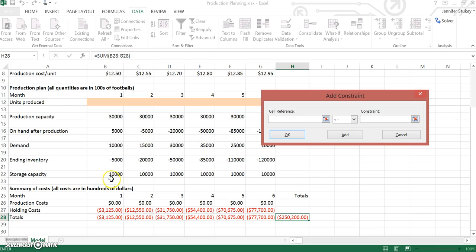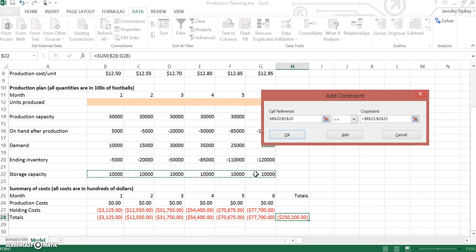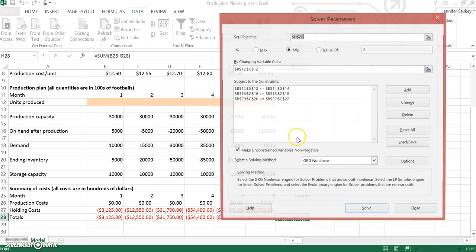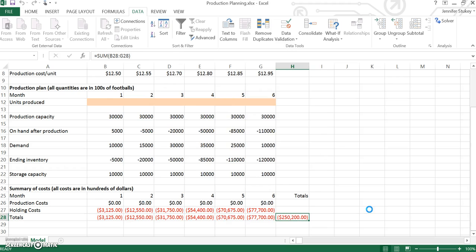Now we have one more constraint, and that is that our ending inventory can't be more than our storage capacity for each month. Okay, and again, you get all of this information from reading through the problem text. And if you're working in an actual situation, you're going to have to spend some time going through the constraints and figuring out what the constraints actually are and what constraints you might have some leeway in. Okay, so we're going to go ahead and push OK. Make sure that you put Simplex LP as your method for solving, and go ahead and press solve.